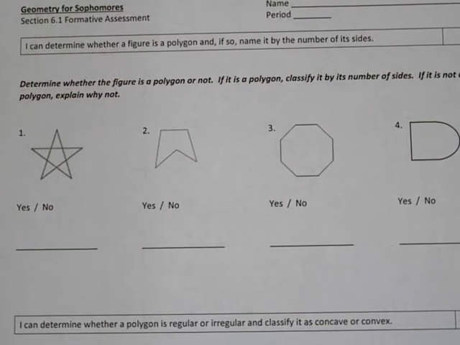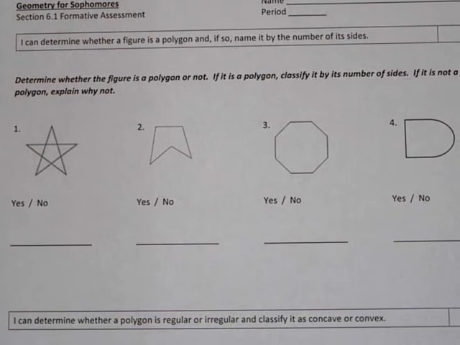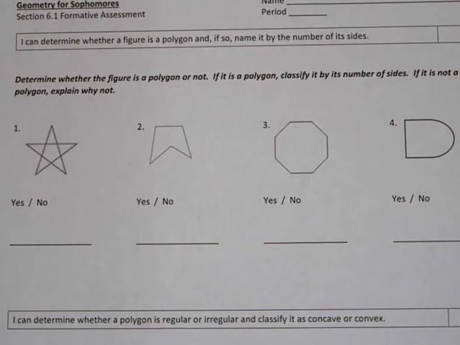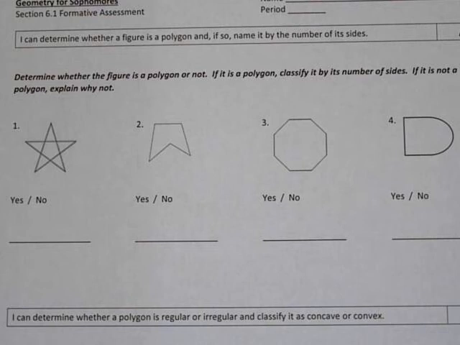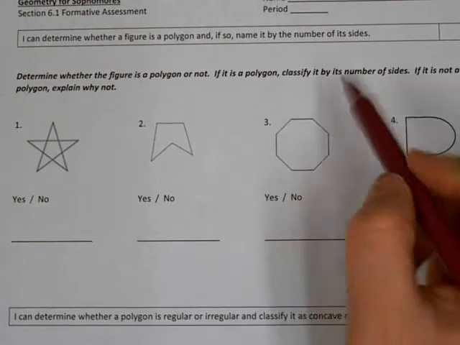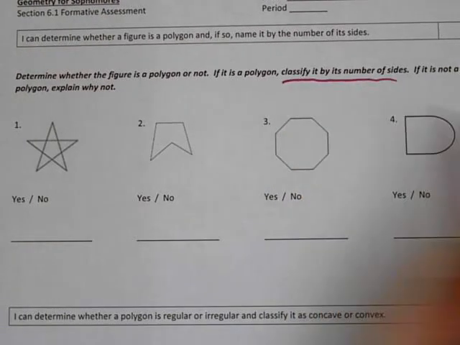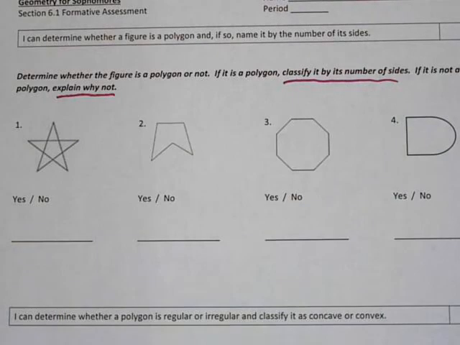So for questions 1 through 4, I think the biggest problem my students had is you didn't read the directions. So it says determine whether the figure is a polygon or not. If it is a polygon, classify it by its number of sides. And if it's not, you have to explain why not. So each of these lines should still have something written on it.